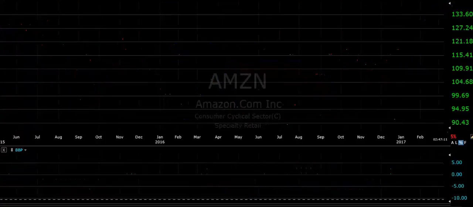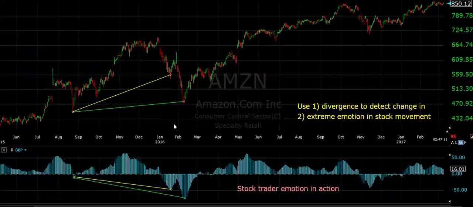We're going to cover Amazon. Amazon had a couple of possibilities here. All the lines I'm showing on this stock are divergence. So here is our first extreme, and it moved up. Why do I call it an extreme? Extremes are either price or extremes in emotion. This was an extreme in emotion. This was the first part of the emotion.